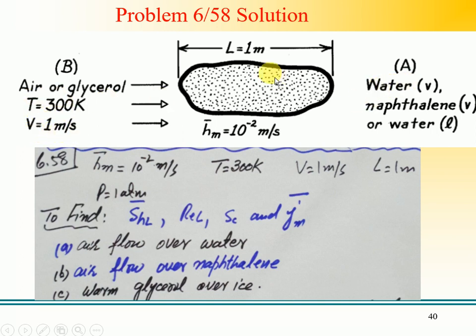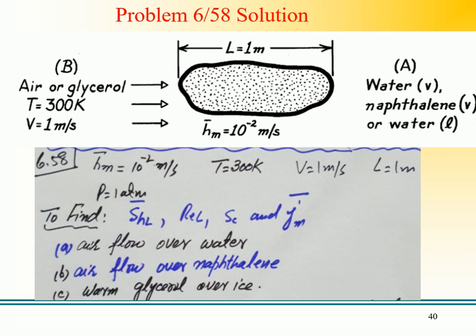The other is water, naphthalene, or water in liquid, or naphthalene vapor and water vapor. Length is 1 meter. The convective mass transfer coefficient is 10 to the minus 2 meter per second. Temperature is 300 K, velocity is 1 meter per second, length is 1 meter, pressure is 1 atmosphere. We need to find the Sherwood number, Reynolds number, Schmidt number, and Colburn factor.